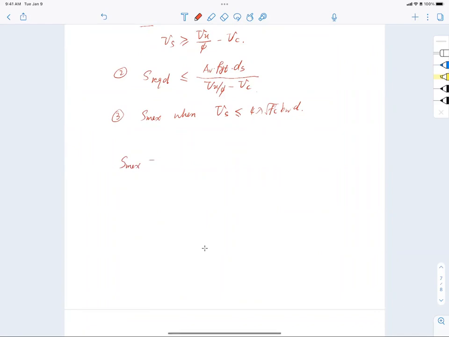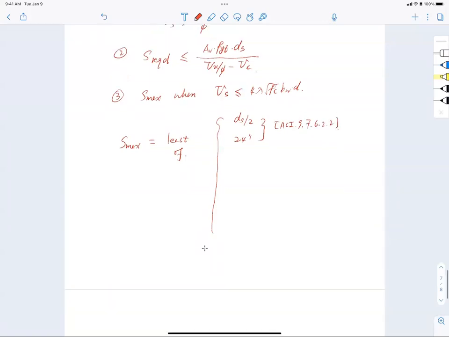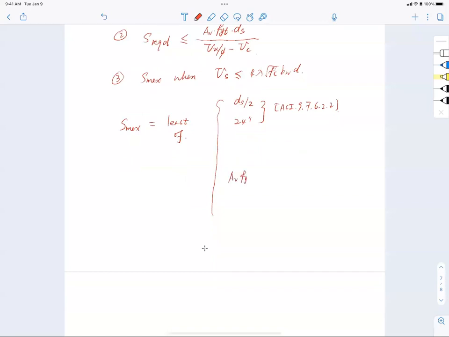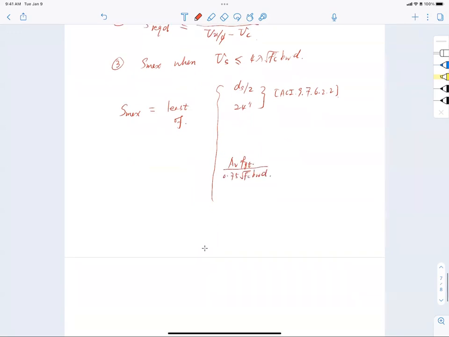Maximum spacing of the stirrups is the least of 4 items. Okay, what are the 4 items? d over 2, and then 24 inches. And these two come from the equation in ACI 9.7.6.2.2. All right, and then you also have the other two, which is Av fyt divided by 0.75 square root of f'c bw, and also Av fyt over 50 bw.